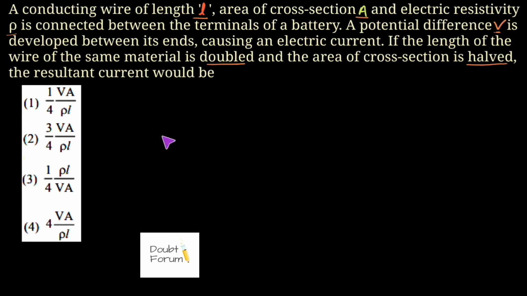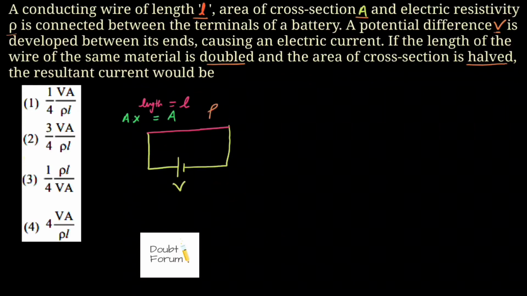So look, what is happening here? There is a battery. Let's consider this to be a battery. The capacity of this battery is V volt. A conductor is connected across this battery and the dimension of that conductor is being given. So if this is the conductor, the length of this conductor is given as L. Area of cross section is given as A. And not only that, the resistivity of the material of the conductor is also given as ρ.